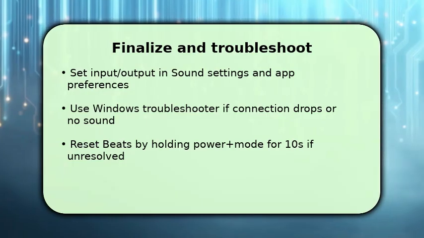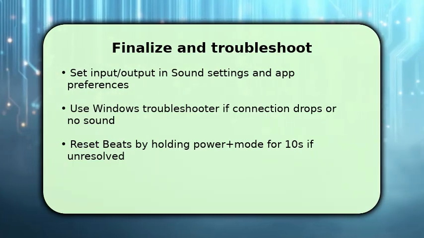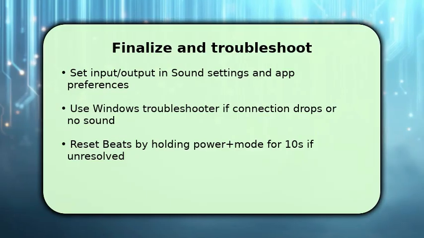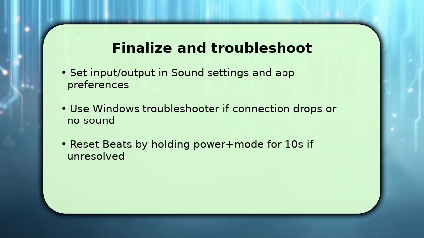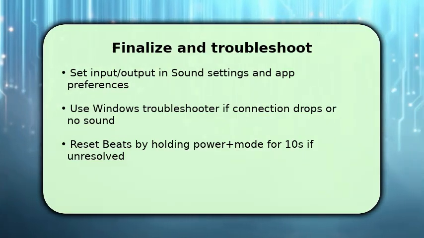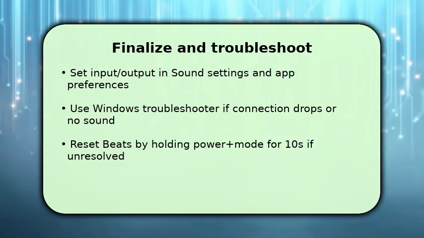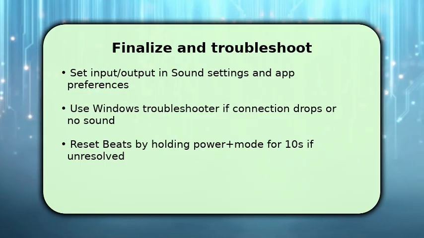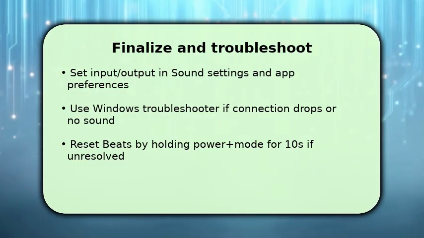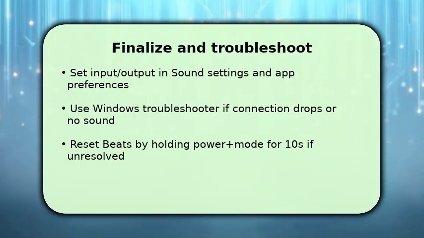If audio quality is low or connection drops, move away from USB 3.0 ports and crowded wireless devices, as interference often causes issues. If pairing fails, run the Windows Bluetooth troubleshooter. As a last resort, reset the Beats by holding power plus noise cancel/mode button for about 10 seconds.